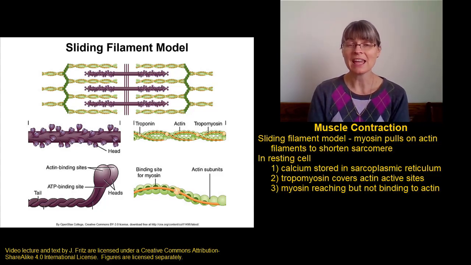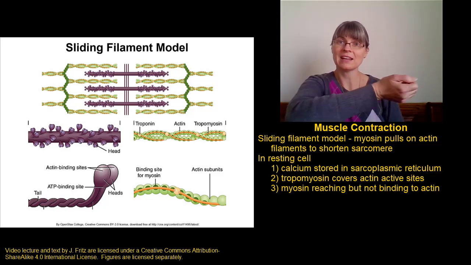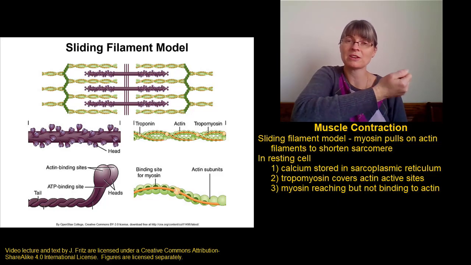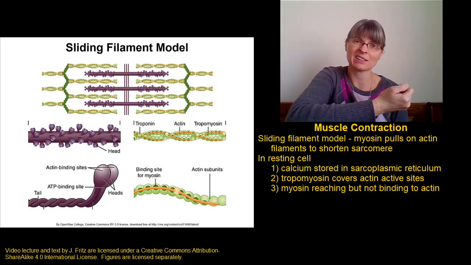The myosin heads on the thick filaments are ready to start a contraction. They're in what I call the reach phase. Those myosin heads are reached out away from their tails and they are ready to go. They just don't have anything to bind to since the actin active sites are covered by the tropomyosin.